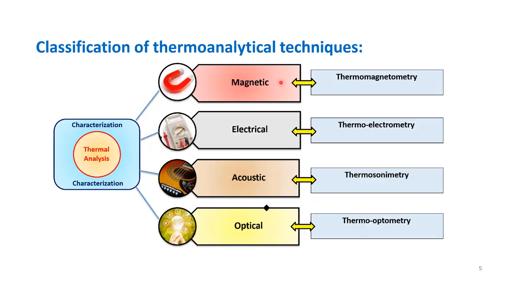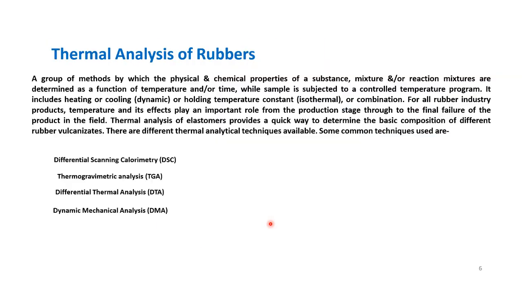Then magnetic property, if we are taking into consideration, then it is thermomagnetometry. If we are taking the electrical property, then it is thermoelectrometry. Then if the acoustic property is changing with the application of temperature, then it is thermosonimetry. And if the optical property is changing with the application of the temperature, then it is thermooptometry.